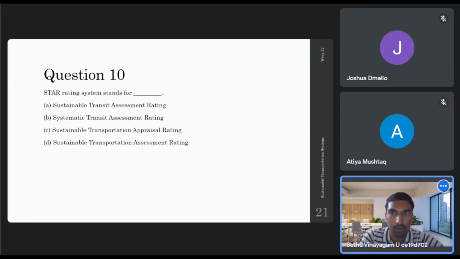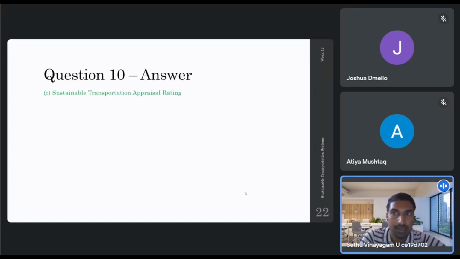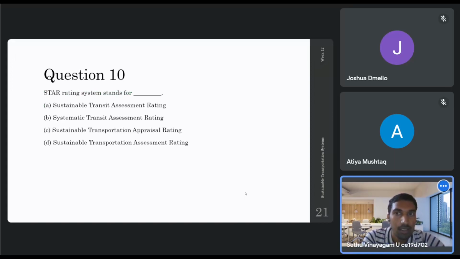All right. So the right option is option C, the Sustainable Transportation Appraisal Rating. So we saw what this STAR system is, right? It is developed by the ADB, the Asian Development Bank. And we also saw it is specifically developed for evaluating transportation related projects. It's not just for transit, right?